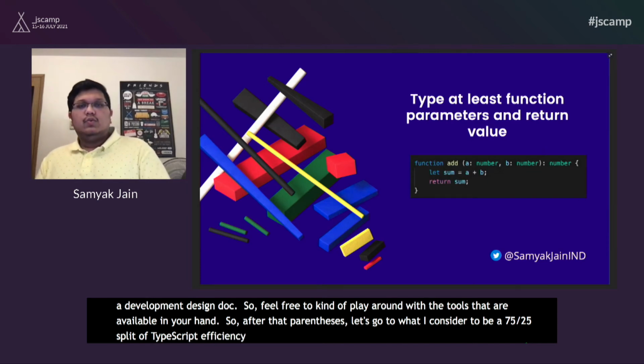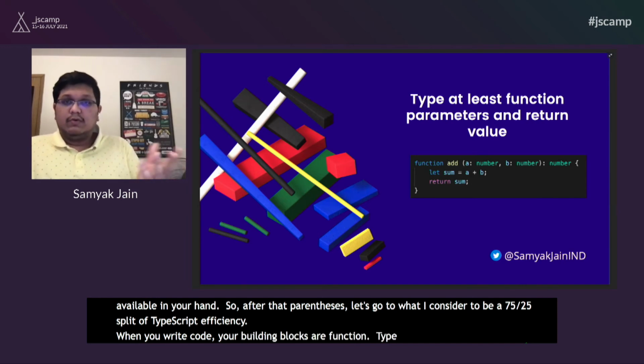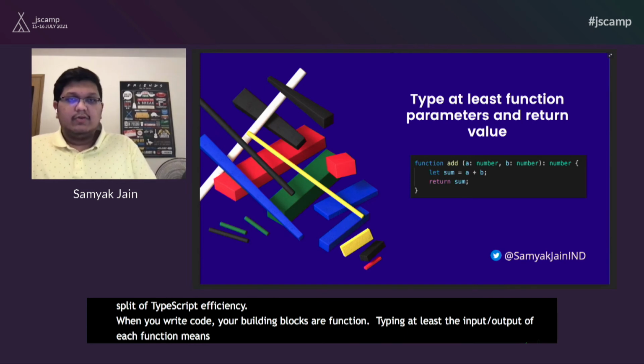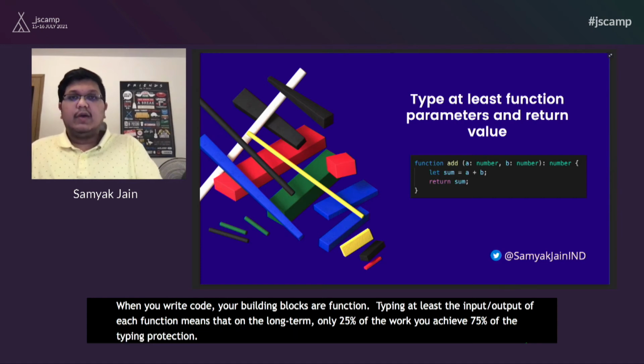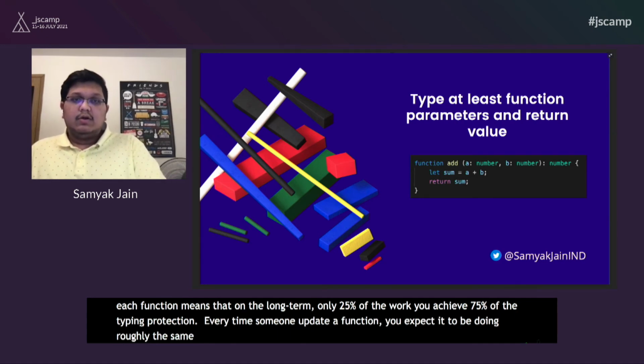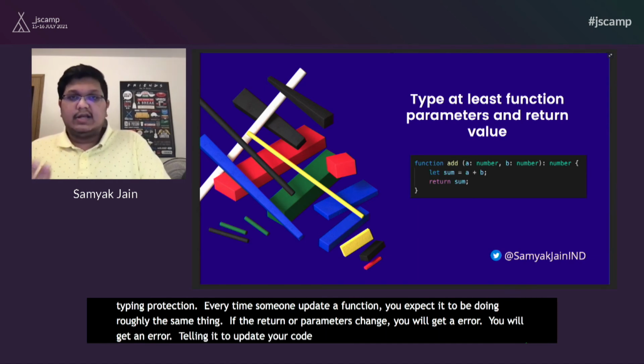When you write code, your building blocks are functions. Typing at least the input and output of each function means that in the long term, with only 25% of the work, you achieve 75% of typing protection. Every time someone updates a function, you expect it to be doing roughly the same thing. If the return or the parameters change, you will get an error. You'll get an error telling you to update your code and not to introduce any regression.